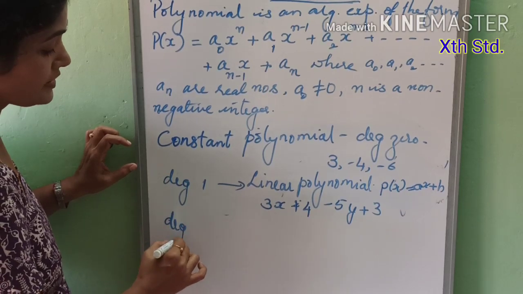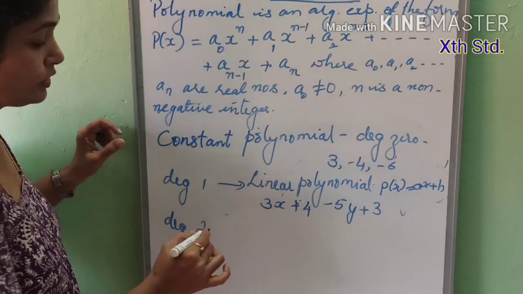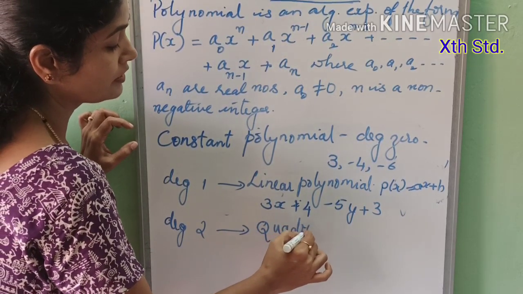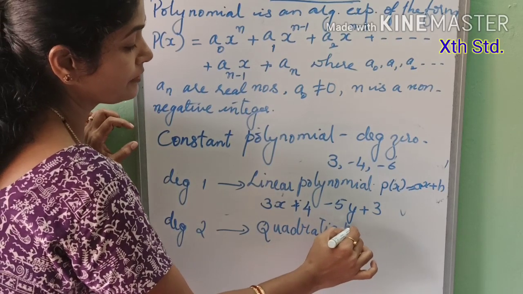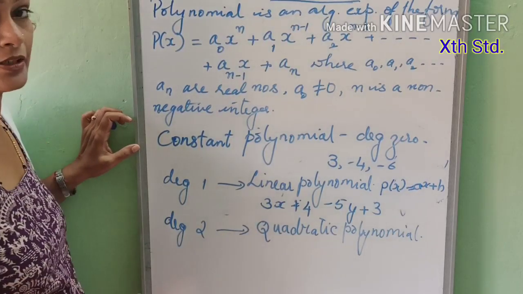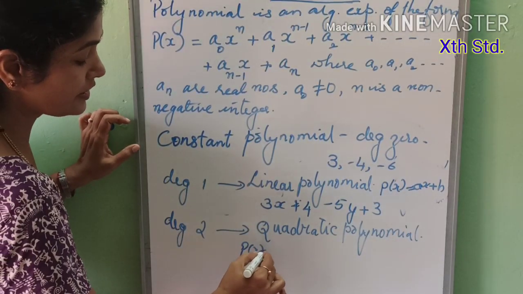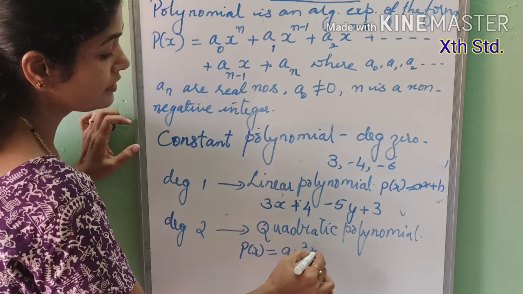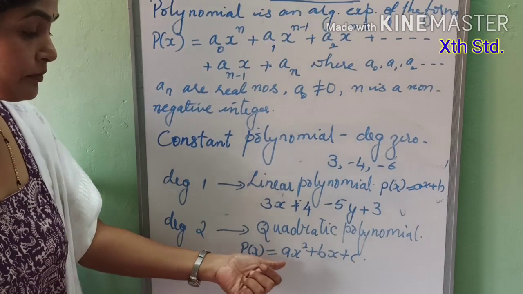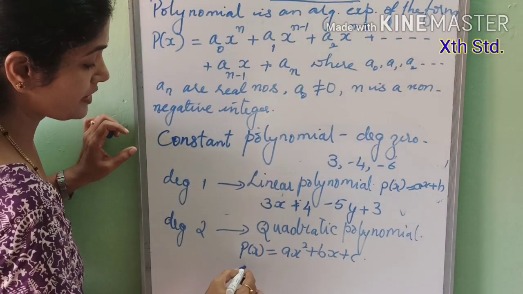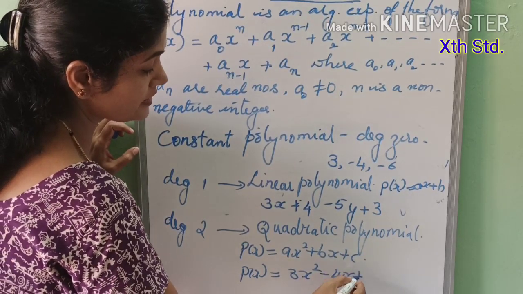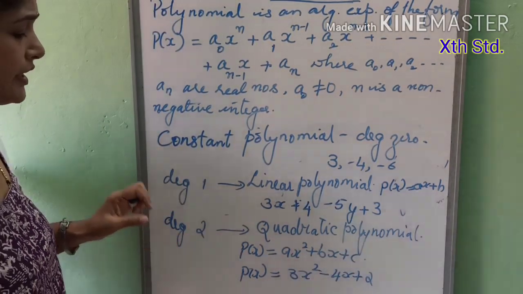If a polynomial has degree 2, then it is called a quadratic polynomial. What is the standard form of this quadratic polynomial? P of x is equal to ax square plus bx plus c is the standard form of a quadratic polynomial, whose degree is 2. For example, P of x is equal to 3x square minus 4x plus 2 is one such example. Like that we can give plenty.